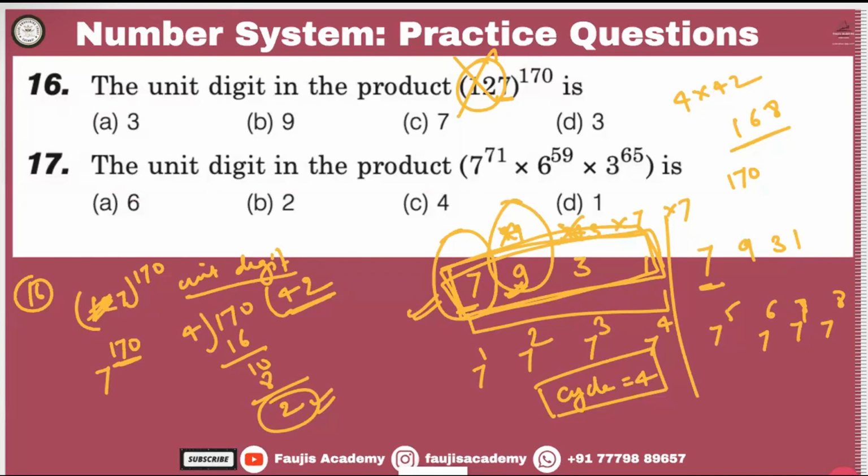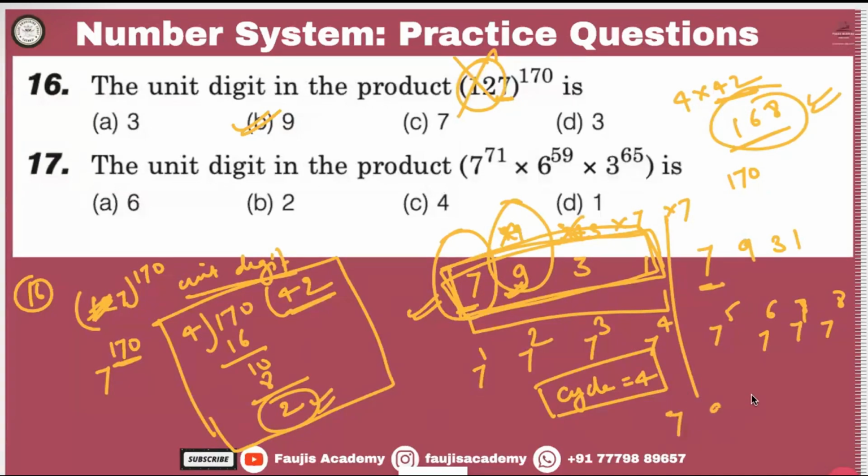Okay, 7. Why do you think it is 7? 9 is the correct answer. These 42 sets are over. We found out because the cyclicity was 4. 42 sets are over. That means we have accounted for power up till 168. The cyclicity is 7, 9, 3, 1. So this one will be your 169th power, this one will be your 170th power, this one will be the 171st power, and this one will be the 172nd power, right?